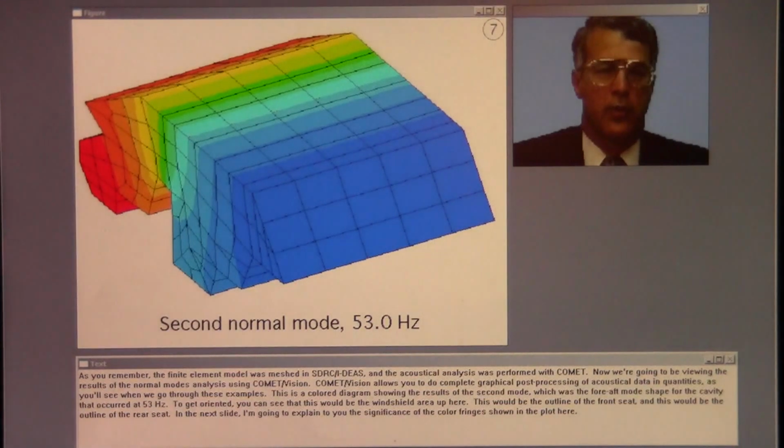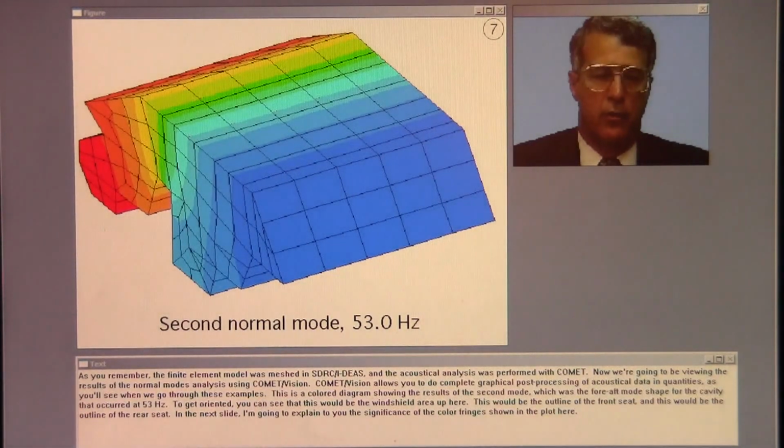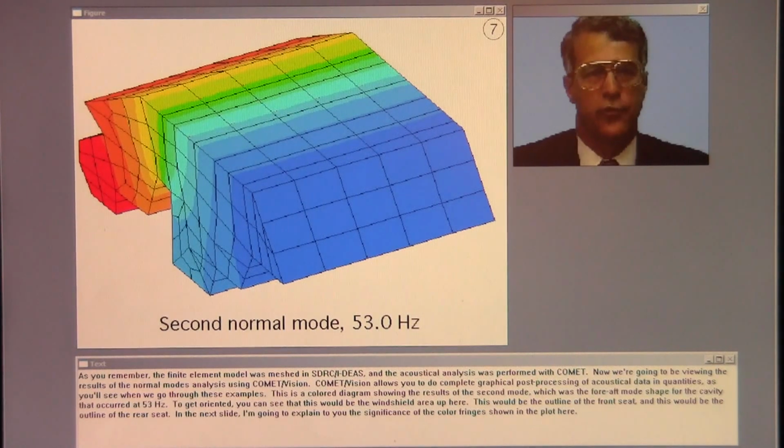As you remember, the finite element model was meshed in SDRC IDEAS, and the acoustical analysis was performed with COMET. Now we're going to be viewing the results of the normal modes analysis using COMET Vision. COMET Vision allows you to do complete graphical post-processing of acoustical data and quantities, as you'll see when we go through these examples.